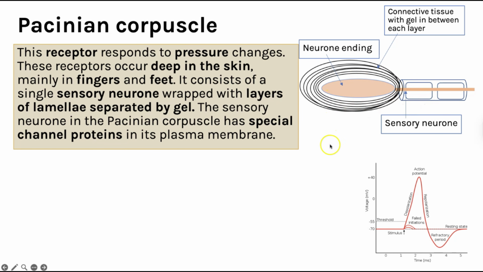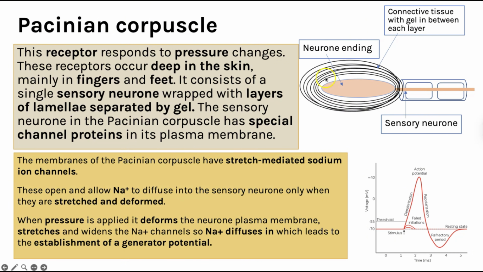So here's our structure that we can see. And those special channel proteins are stretch-mediated sodium ion channels. These will open and therefore allow sodium ions to diffuse into the sensory neuron when those channels are stretched and deformed. When pressure is applied to a fingertip or feet, that is applying pressure to the skin, and these layers of lamellae get pushed and deformed, and that stretches and deforms the shape of the sodium ion channels so that they open and sodium ions diffuse in.